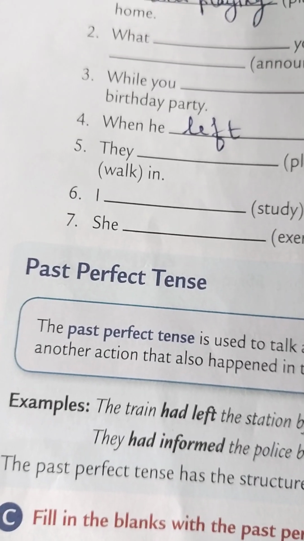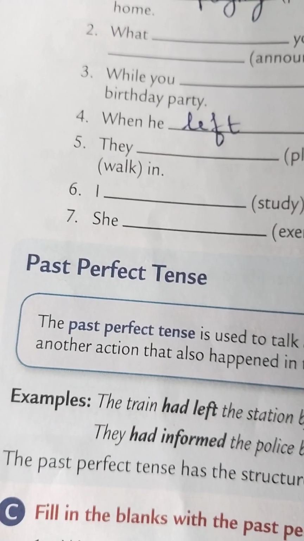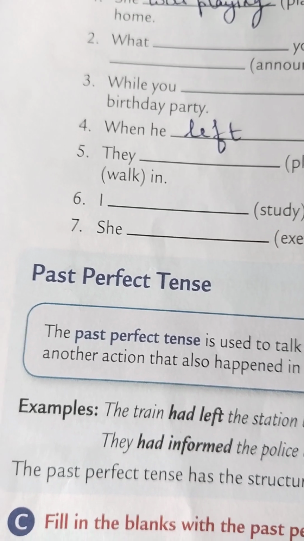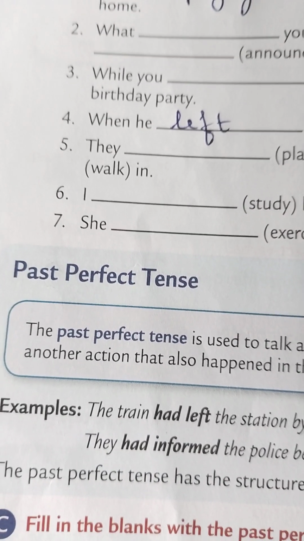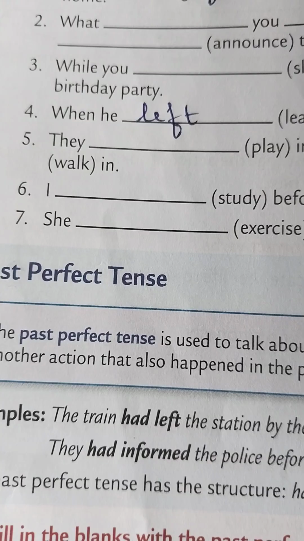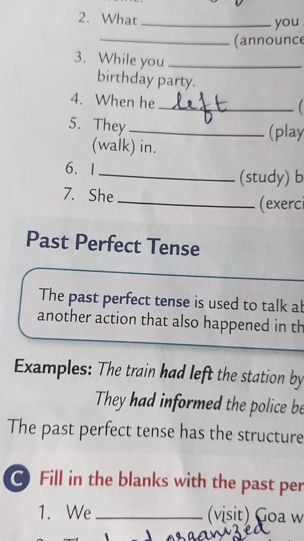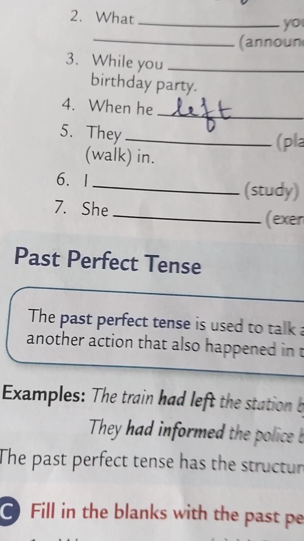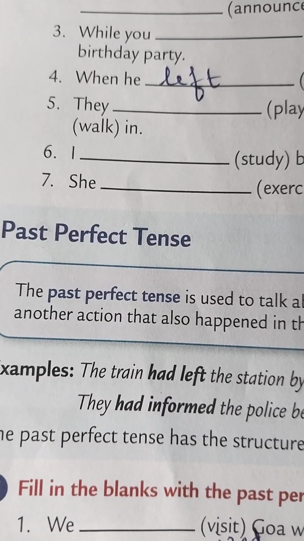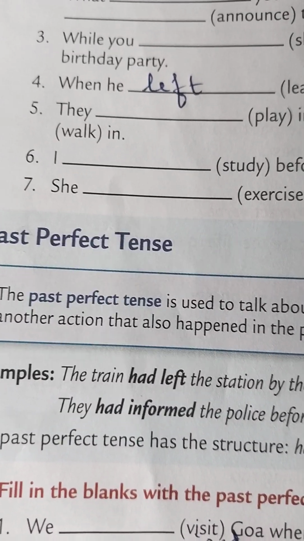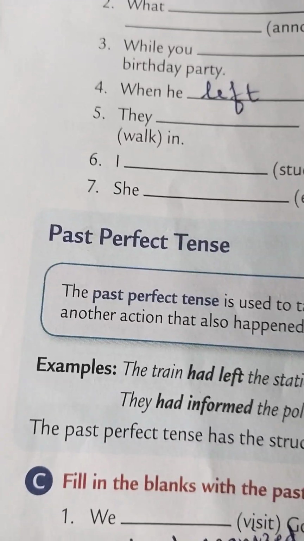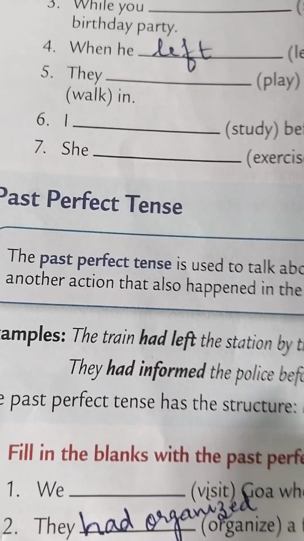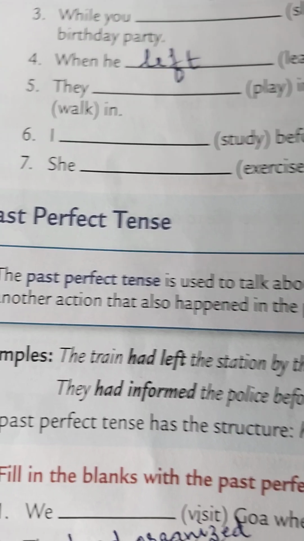Okay, so when two actions take place in the past, the first action, which gets completed, is in past perfect tense, and the action which completes later comes in simple past tense. Okay, means we use the second form or the past form of the verb for the action which completes later. See examples. The train had left the station by the time we arrived.